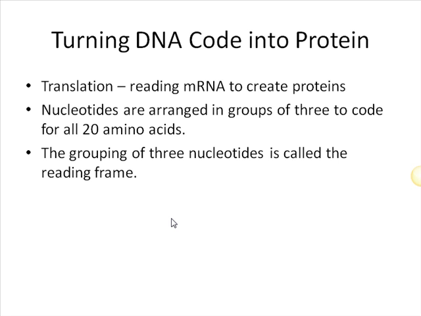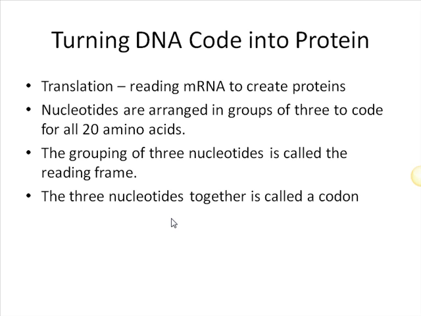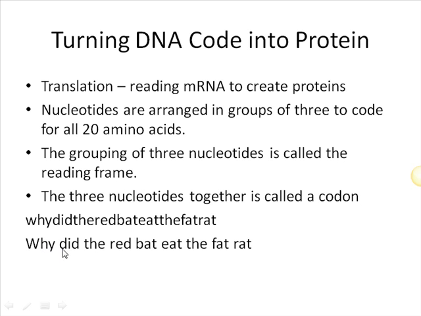So we could imagine, for example, a sentence. Let's take a look at this sentence here. The 3 nucleotides together is going to be called a codon. So here's the sentence. Why did the red bat eat the fat rat? If we had no spaces in here, it would be kind of hard to read this sentence. However, once we put in the spaces, once we put in the reading frame, it reads very nicely. And I intentionally used English and also just 3 letters in a group in order to give you an approximation of what we're talking about here. It just makes it easier to see.